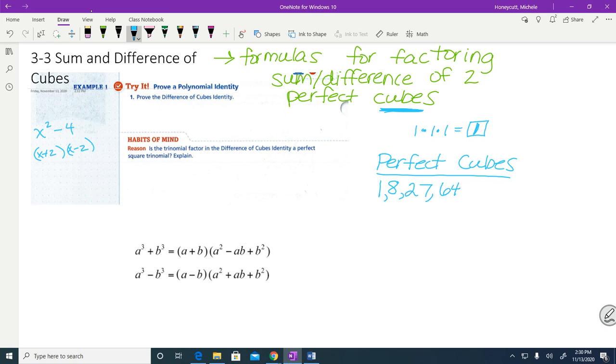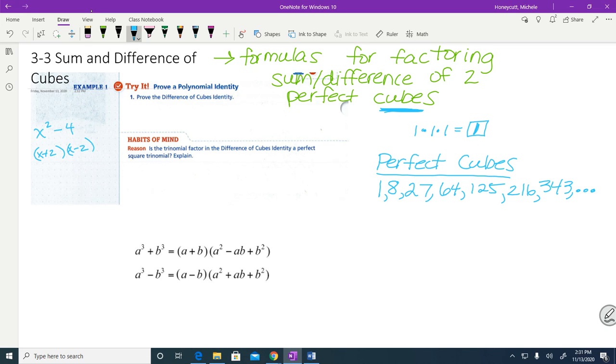5 to the third is 125. 6 to the third is 216. 7 to the third is 343. We could continue this list on and on forever, but we'll stick with these right now, and if we need any higher levels, we will.